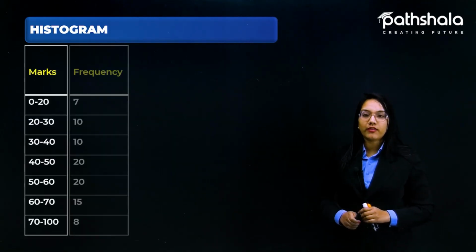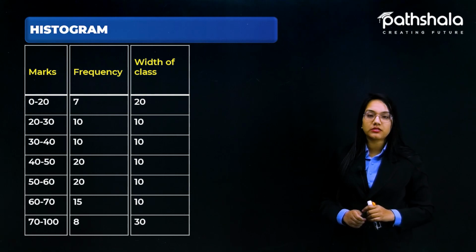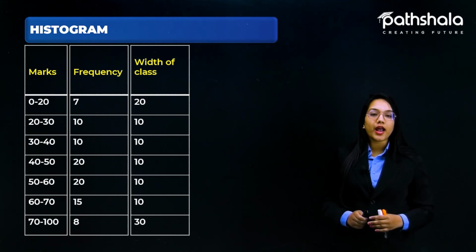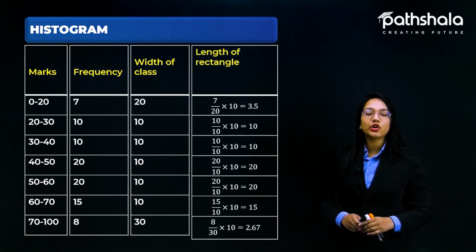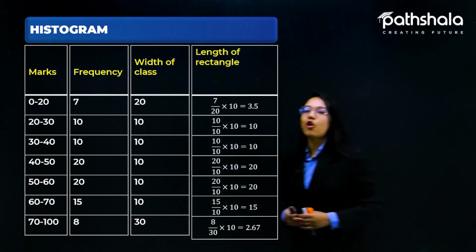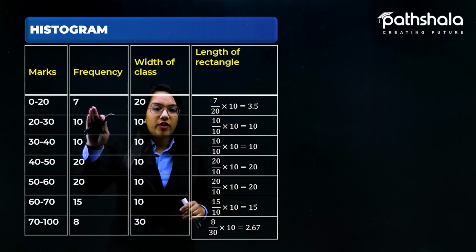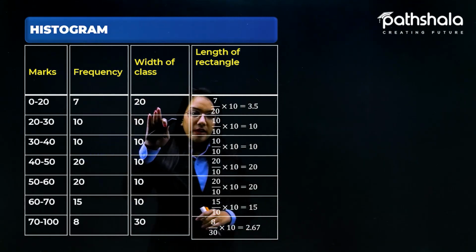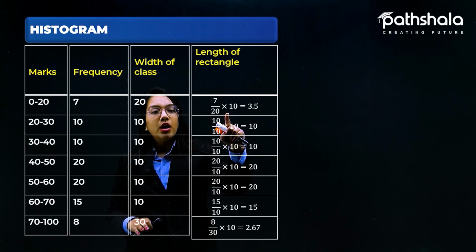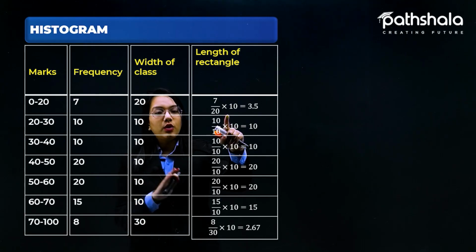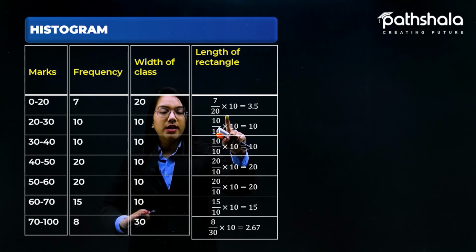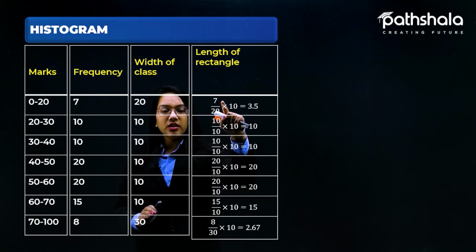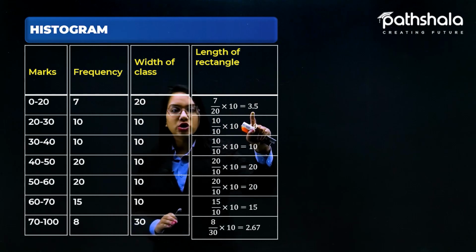First of all, we have the marks as this, we have the frequency as this, we have the width as this. So we are modifying the length of the bars. The length of the rectangle should be of the form frequency by the width into 10, where 10 is the lowest class size that we have among all the class intervals. So we take the ratio as 7 by 20 into 10, which is 3.5.